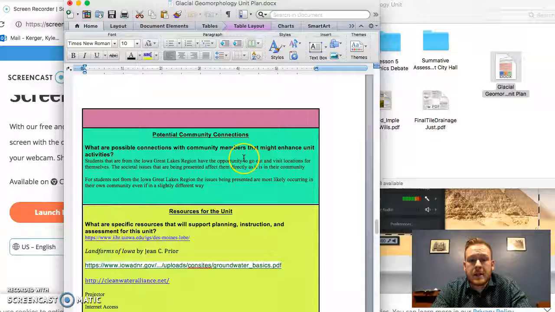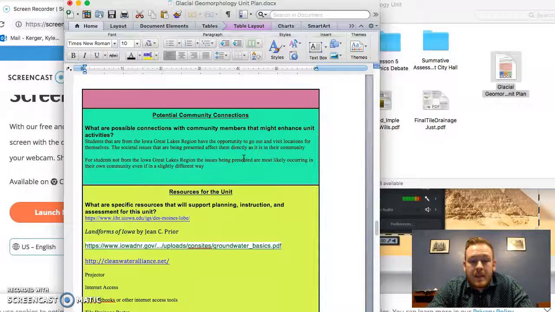As far as community connections, if you're from the Iowa Great Lakes region, this is all about where you guys are from. So this is tied to your community all the way through, as far as like what's around you, some of the societal impacts. It is 100% completely tied to you guys. So if you're from that area, the whole thing is a community connection.